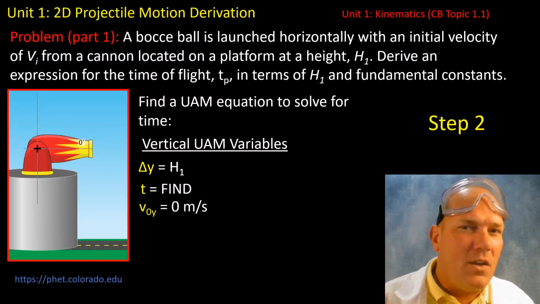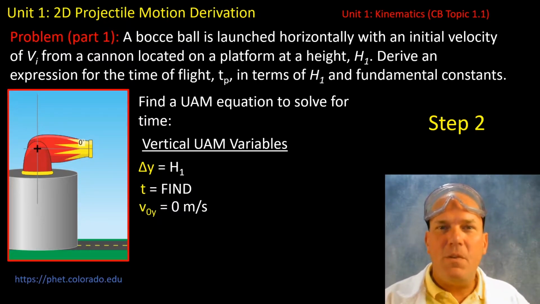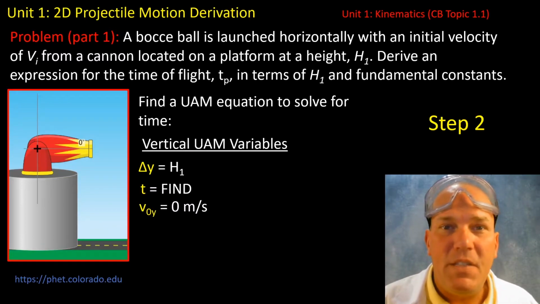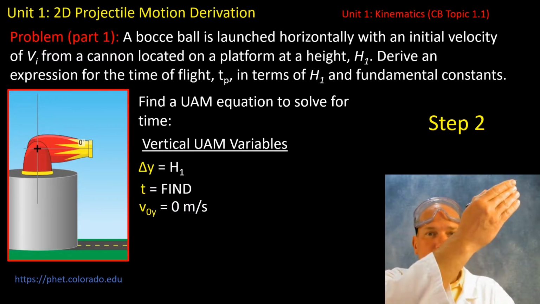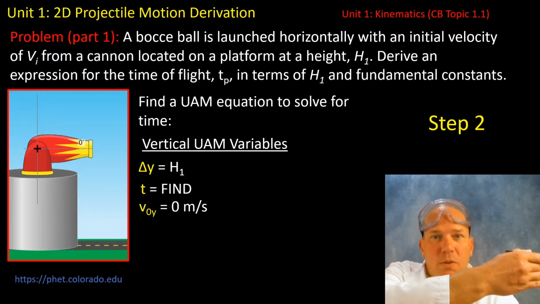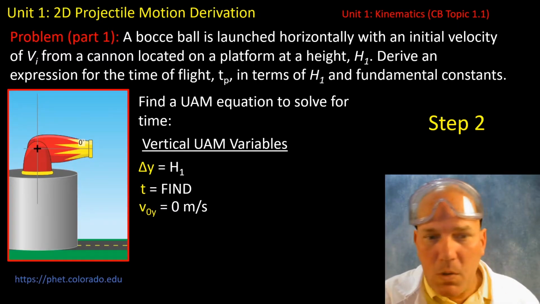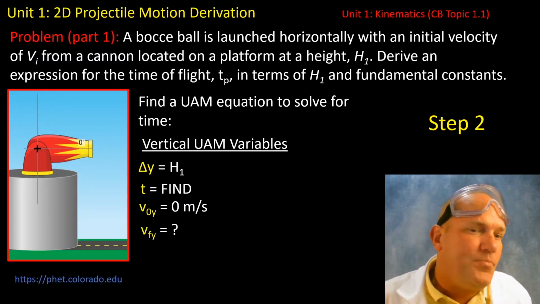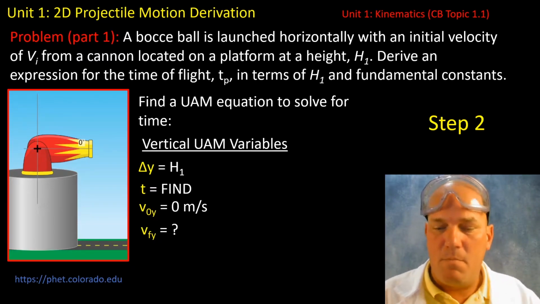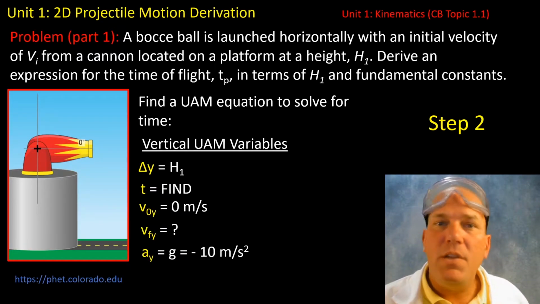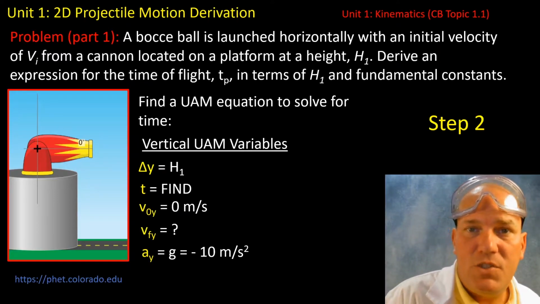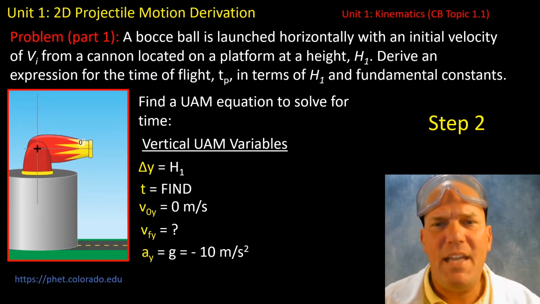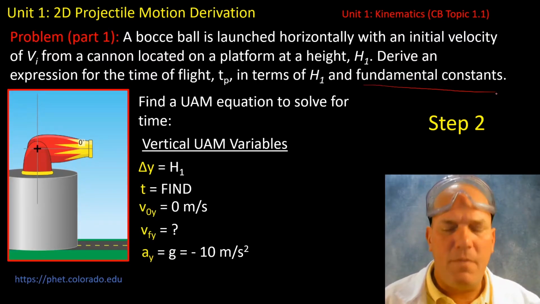V naught y, our vertical velocity initial. Well, that's going to be 0 because we have no angle above, no angle below, so we are simply launched from the horizontal. There is no initial vertical velocity. Final velocity, we don't know, but some negative number. And then, of course, our acceleration in the y direction is little g in this particular problem, which is one of our fundamental constants that's referenced in the derivation.